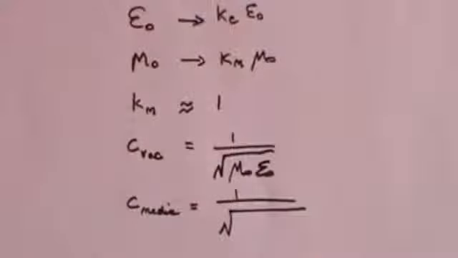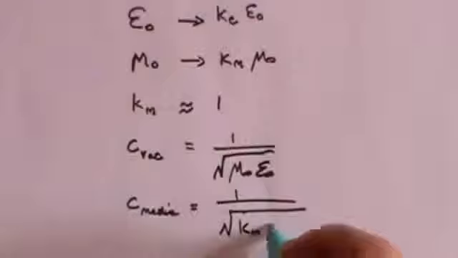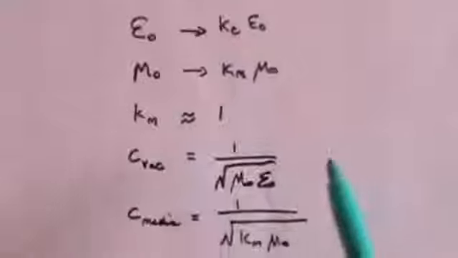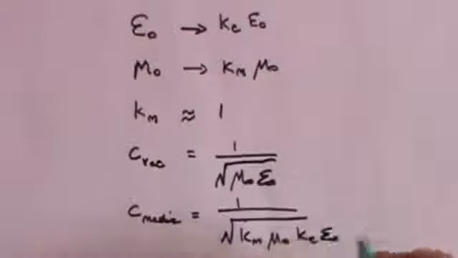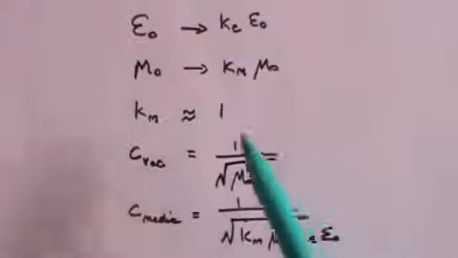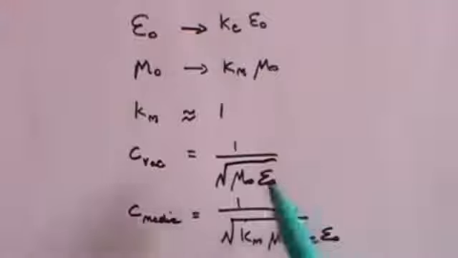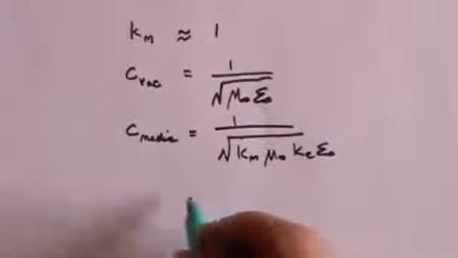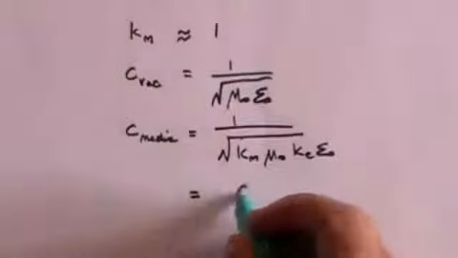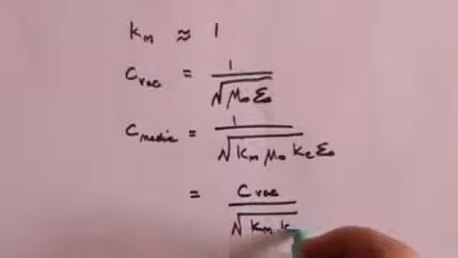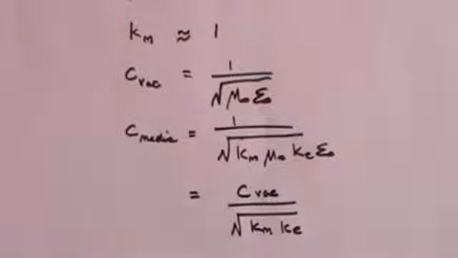So instead of mu naught, we now have to have Km mu naught, and instead of epsilon naught, we have to have Ke epsilon naught. But 1 over the square root of mu naught epsilon naught is this term here, which is the speed of light in a vacuum. So we can take this term here and we can say that the speed of light in the media is equal to the speed of light in vacuum divided by the square root of the coefficients, Km, Ke.